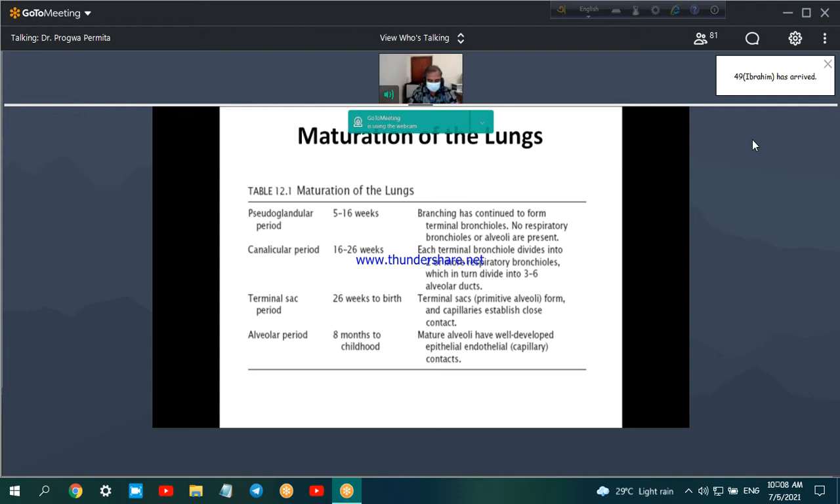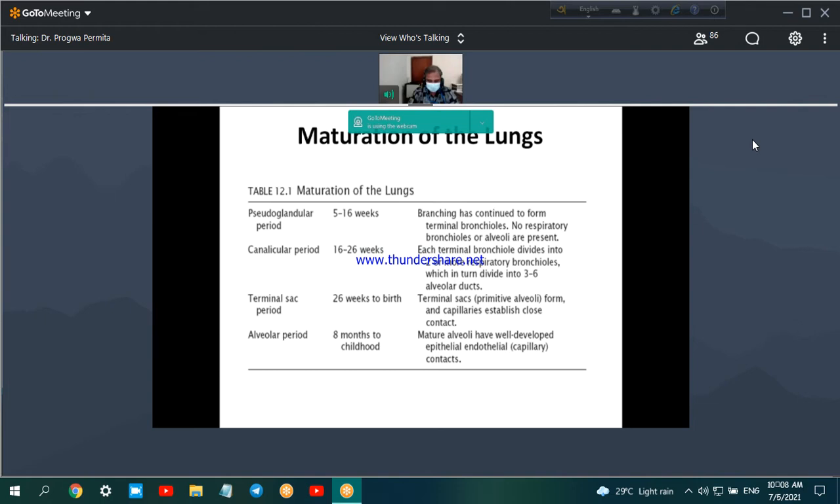And next, the alveolar period, which persists from 8 months to childhood. Mature alveoli have well-developed epithelial, endothelial, capillary contacts. Somebody claims that there is another stage named the saccular stage, which persists from 24 weeks to 40 weeks. Here, alveolar ducts and air sacs are developed.